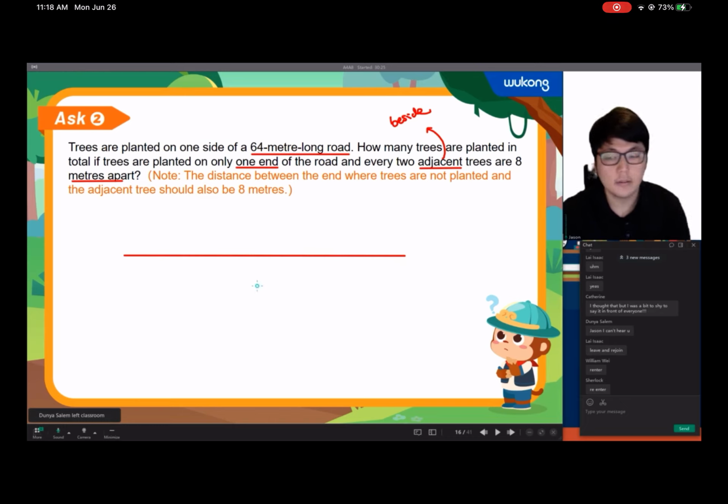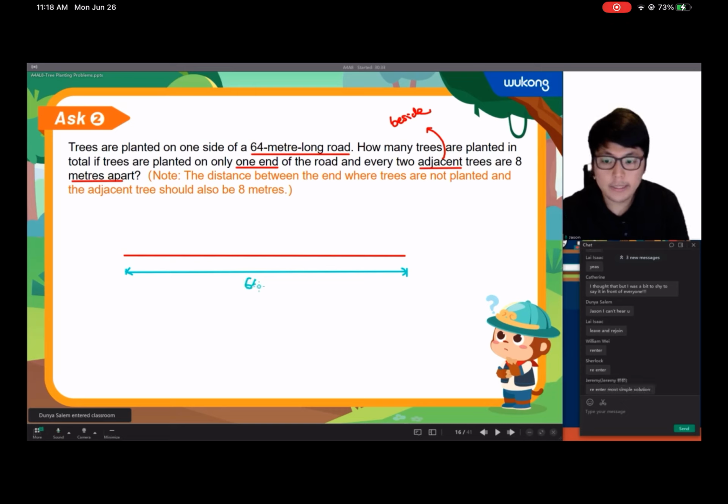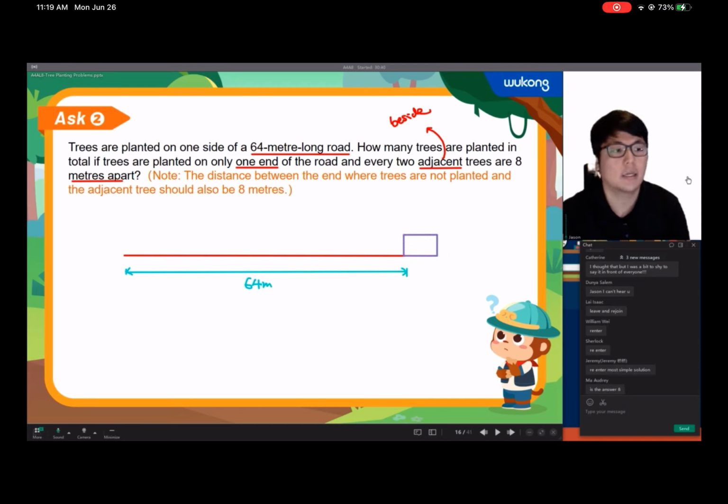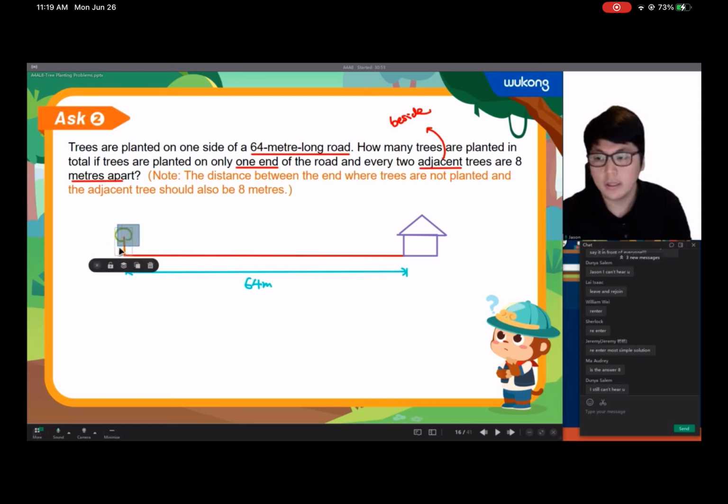Yep, and now we have a road that is. So guys, yep, as you can see, once we know this, it becomes really, really simple, doesn't it? So that's a house. Yep, everybody can know the answer now, can't we? Because it's so easy. But before, the question must tell you the second last space should also be 8 meters.